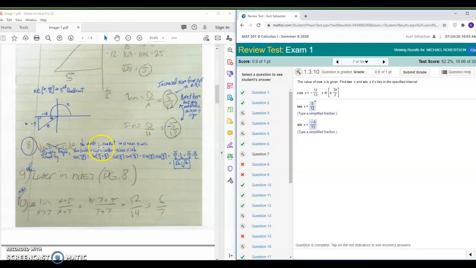Let's see. Number 8, I just couldn't give you any increase there. All you wrote was unit circles. What you were trying to find, they told you in this problem, it's right here.